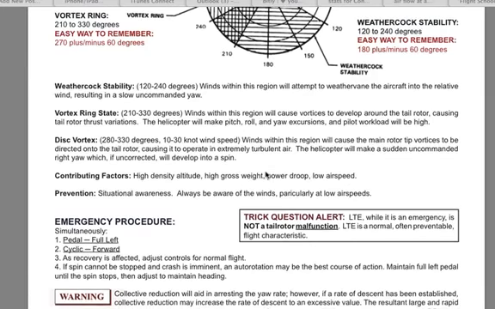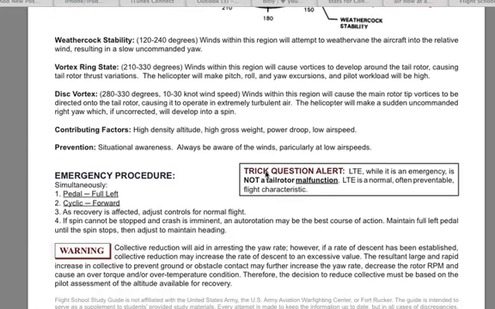All right, let's talk about a trick question these guys like to come up with. The IPs like to get you on this one. LTE, while it is an emergency, is not a tail rotor malfunction. Those are completely different things. When you're talking about fixed pedal left, fixed pedal right, and getting into that, it's completely different. Okay, this is not a tail rotor malfunction. LTE is a normal and most often preventable flight characteristic.